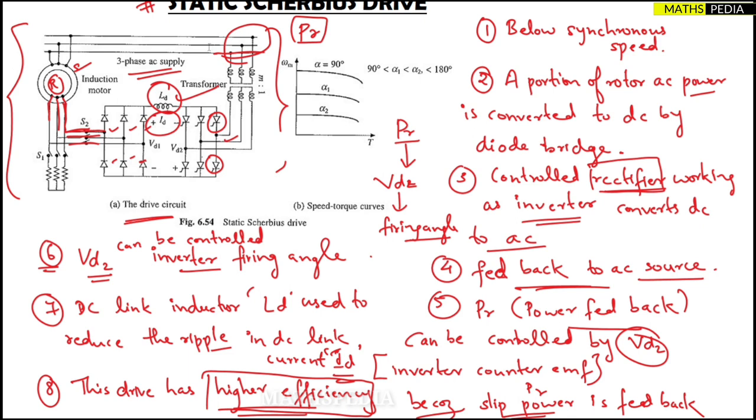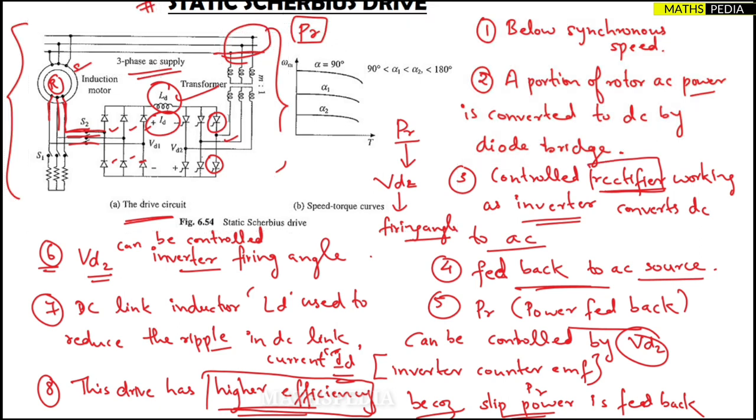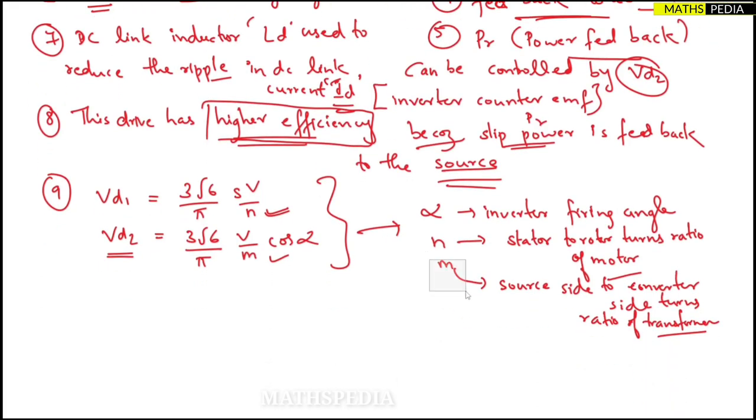Source side is nothing but the AC supply source. Converter side means this part, that means the converter part, the inverter part. That ratio we are seeing. M to 1 they have given, right? So that's what we are discussing about M. So this is related to the transformer, and N is related to the motor.